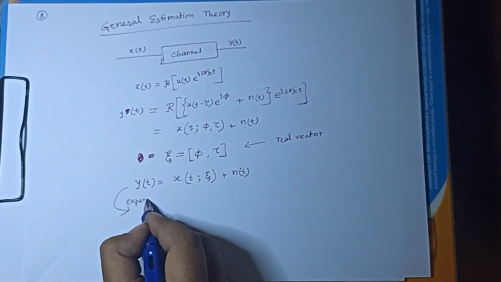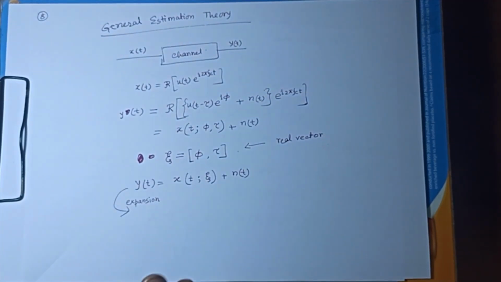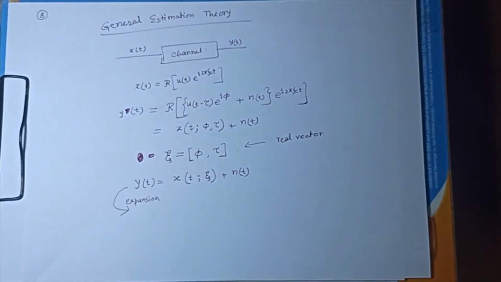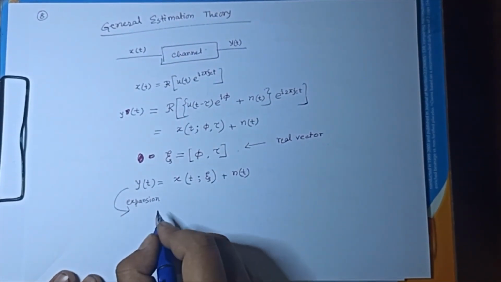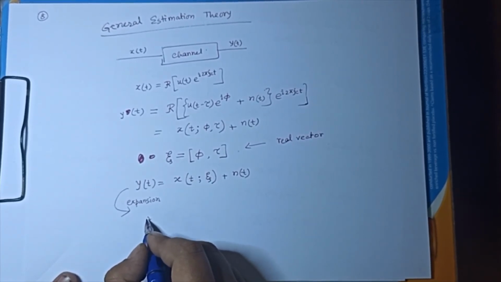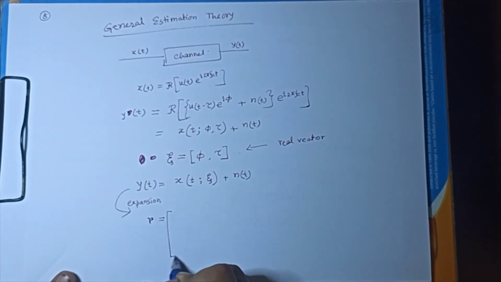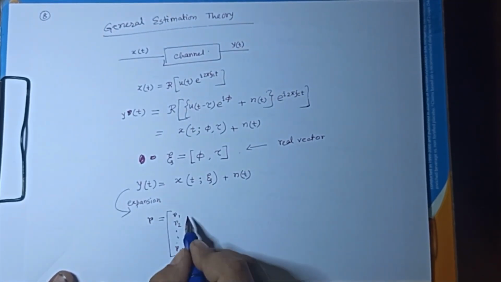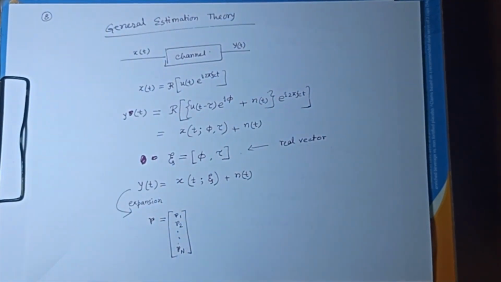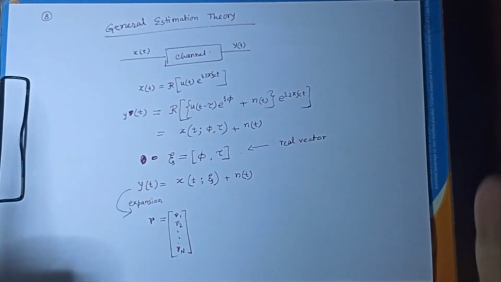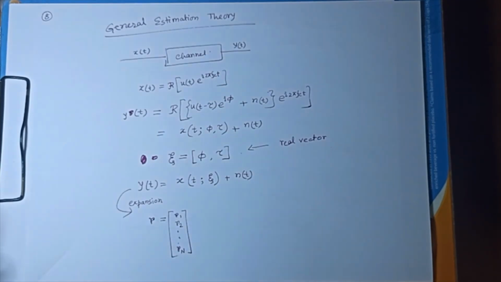So what I can do now, from here you can have the expansion. Expansion is basically matched filtering. So after matched filtering and sampling, suppose you sample it n times, you will get some n vector. So after matched filtering, you are getting some r. That r vector is basically r1, r2, up to rn. So this is the vector you are getting. This is for some time duration of capital NT. That is n dimensional, right?